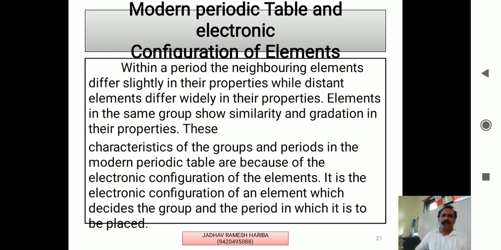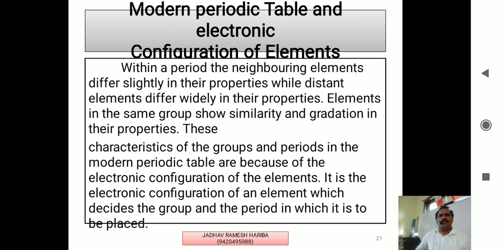In the elements of the same group, there are similarities and gradations in the properties. The characters of the same group are the same; they show similar chemical properties, but there may be differences in their physical properties due to the change in their atomic numbers, that is, the greater the difference in their atomic numbers.